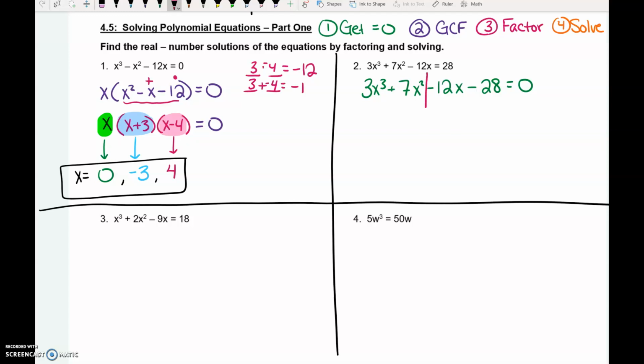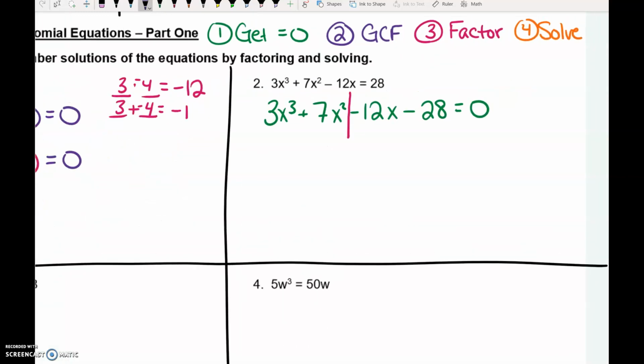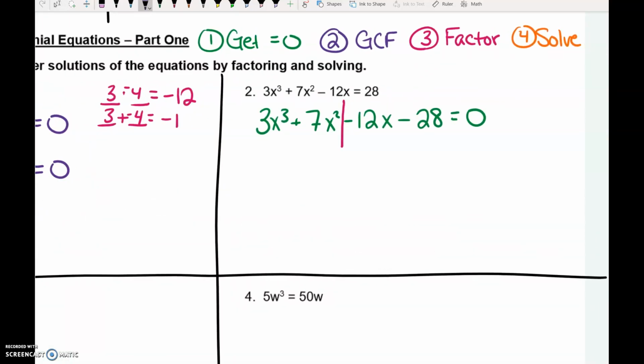So split this after the second term. What do the first two terms have in common? They have x squared. So that'd be 3x plus 7.